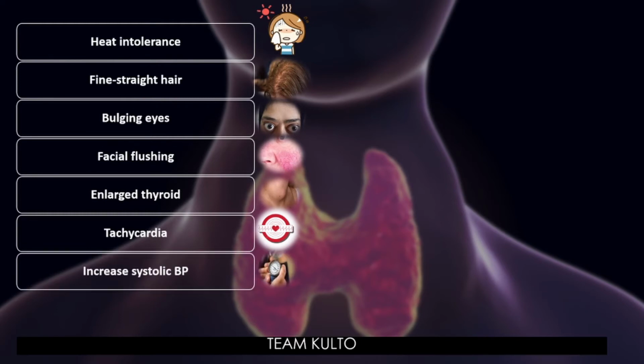Increased systolic blood pressure. A common cause of isolated systolic hypertension is hyperthyroidism. T3 dilates resistance arterioles, reducing systemic vascular resistance, and increases cardiac output and pulse pressure. Hypertension appears to be more common among those with hyperthyroidism.